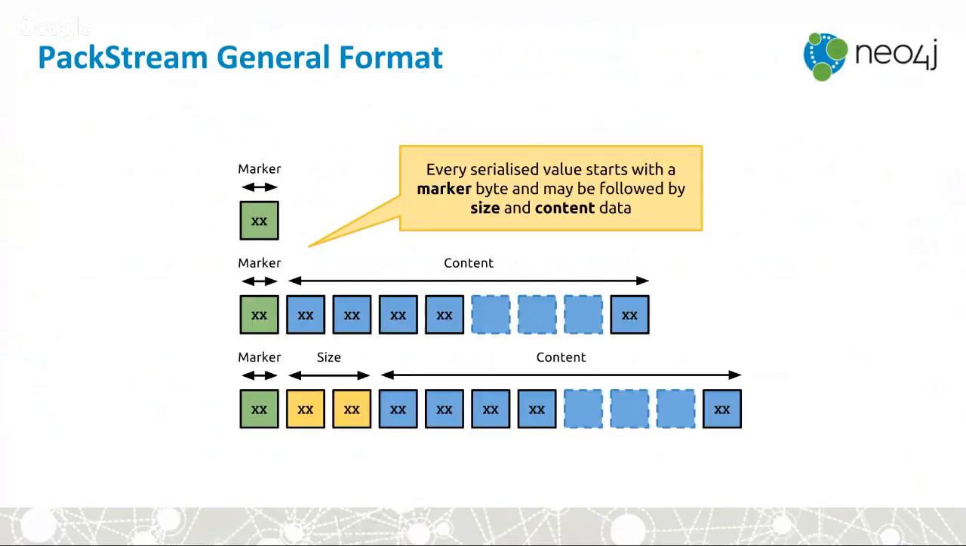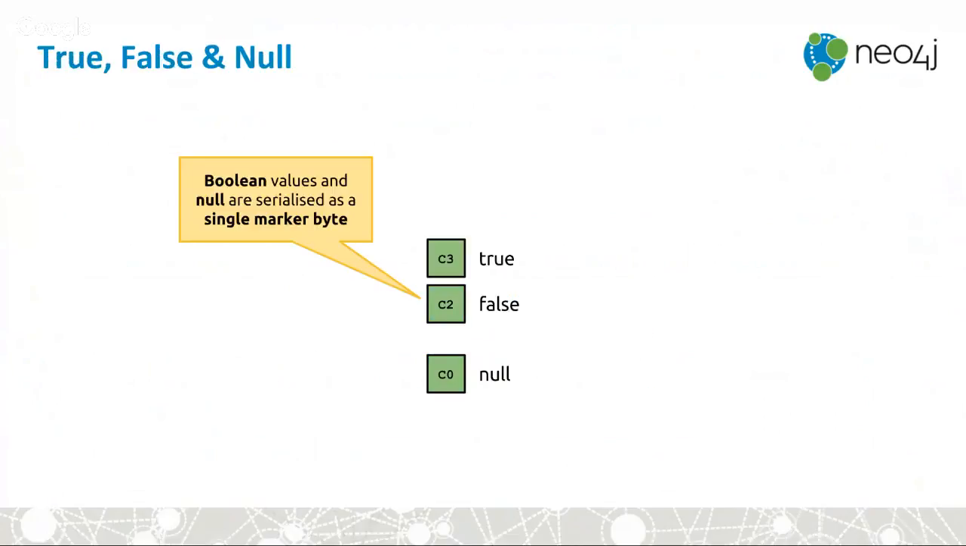A PackStream itself, at the very basic level, is just a stream of bytes. But at the start of every PackStream value, there's a single marker byte. And then optionally a size, depending on the kind of marker, and different markers mean different things. There may be no further content, but there may be a fixed size piece of content. There may be a variable size piece of content. And in the latter case, we'll send the size and then the content itself. So this is the general form of PackStream data.